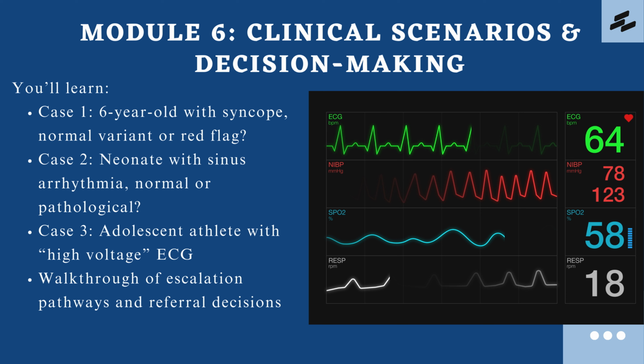The third case involves an adolescent athlete with high-voltage ECG readings. How do you distinguish between a normal athletic heart and pathological hypertrophy? These case-based discussions will guide your decision-making and highlight escalation pathways when findings are uncertain.